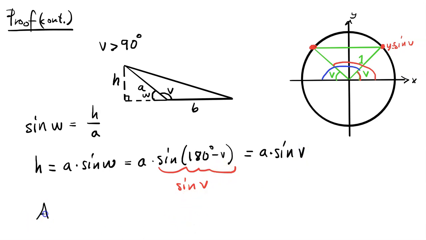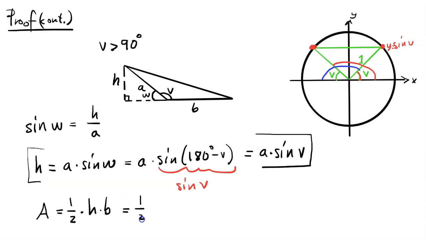That way we can calculate the area. And the area is the height times the base times a half. But the height here we have expressed now, like this. So we can substitute that in here. That's A sine V times B. Or written in a different order, A, B, sine V. But that's just the formula we wanted to prove. So now we have proved it for all angles. And that concludes the proof.